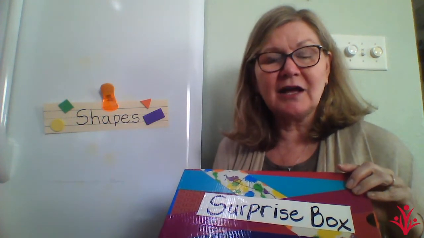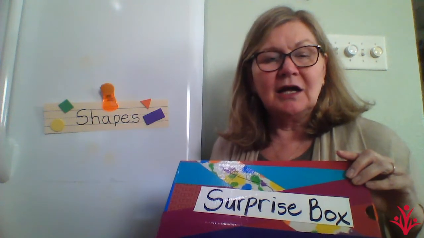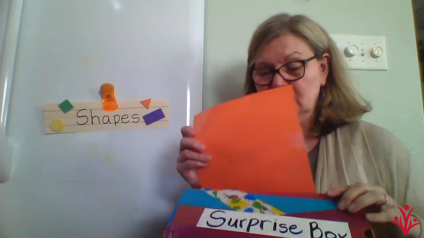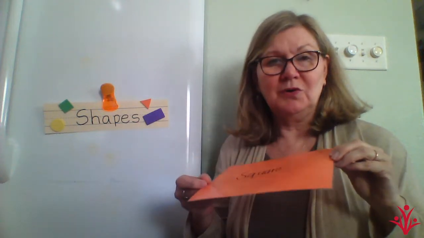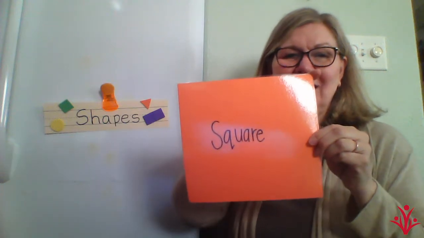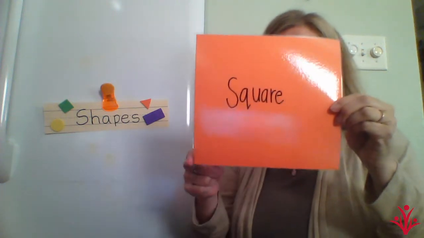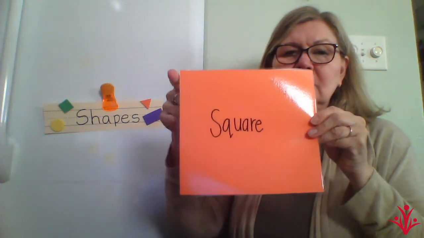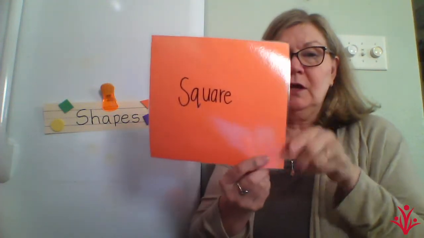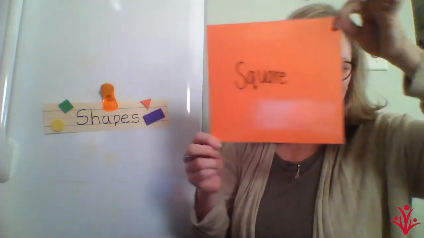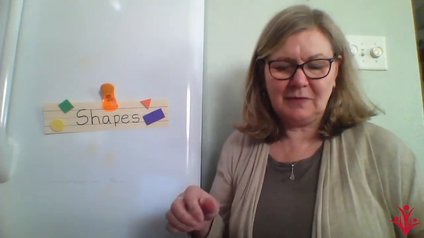Or a window might be that shape. So, did you say square? It has 4 corners, 1, 2, 3, 4, and 4 equal sides, 1, 2, 3, 4. Did you say square? You're right if you said square.